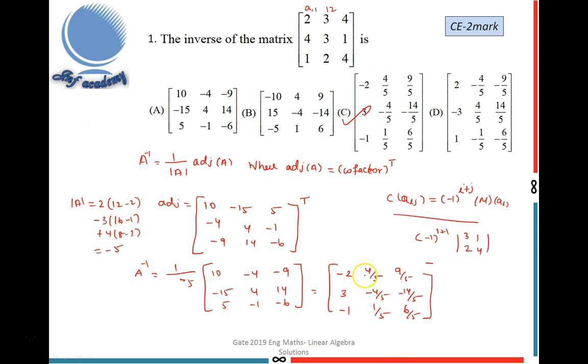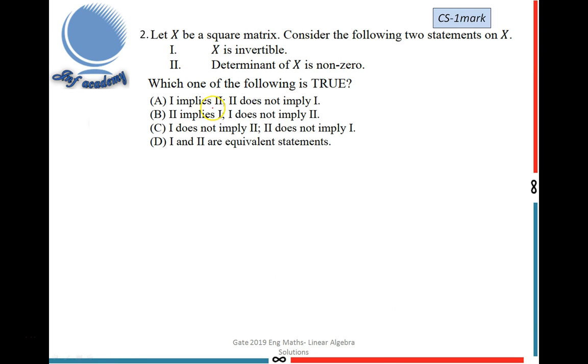Minus 2, 4 by 5, 9 by 5. Okay. So the final answer is option C. This is the final answer. Now the second question.